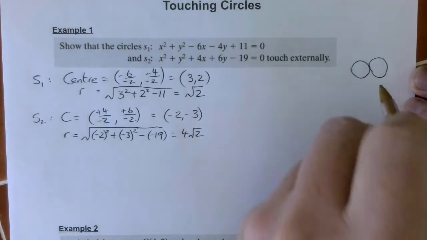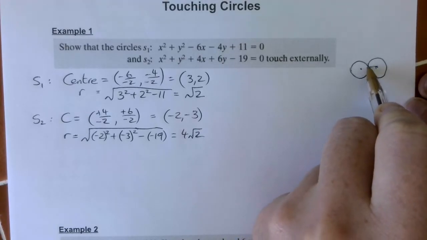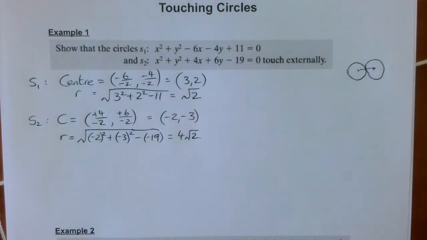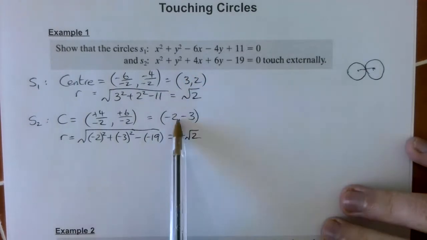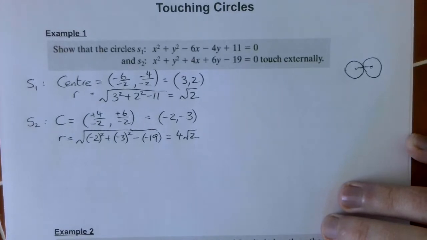So the next thing, just to look at what we actually have: first of all, we have the radius of each of the circles. If we add the two of them together, we get the sum of the radii. Then what we also need to do is find the distance between the two centers. If the two of them are the same, then the circles touch externally.